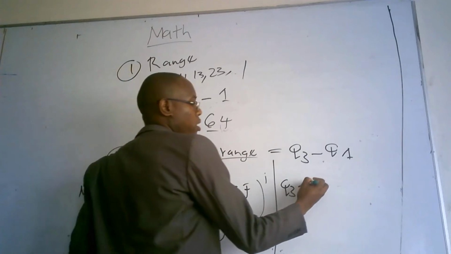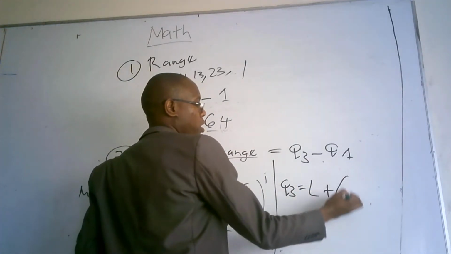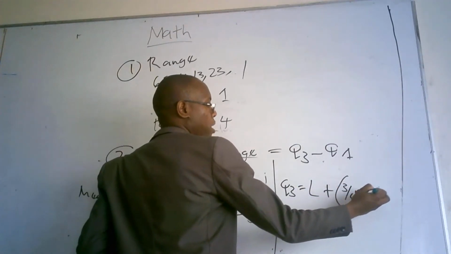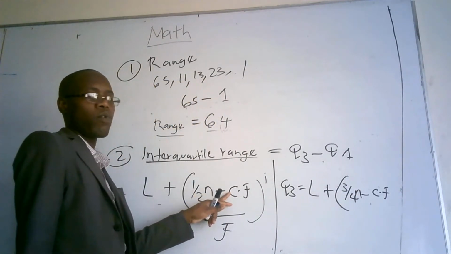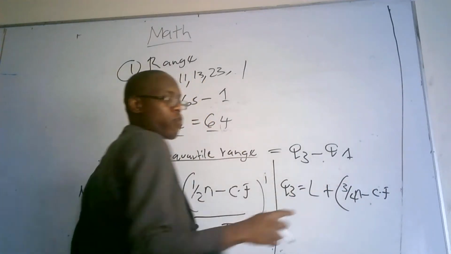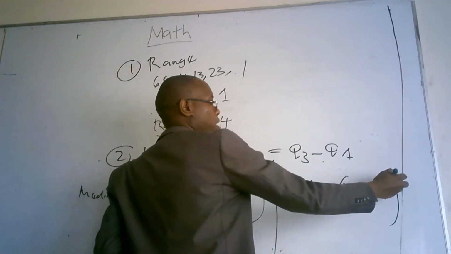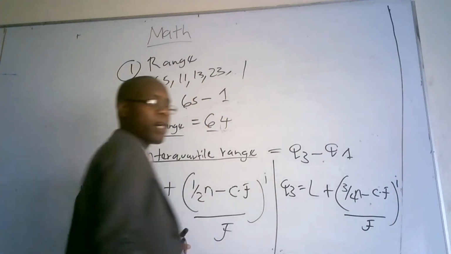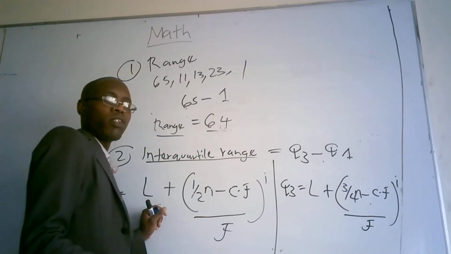Q3 will be the lower class boundary plus, in brackets, 3/4 n minus the cumulative frequency above the quartile 3 class. Remember, this was the cumulative frequency above the median class. So this is going to be the cumulative frequency above the quartile 3 class, and then you close the bracket, multiplied by the class interval, divided by the frequency. So that's how you calculate quartile 3.